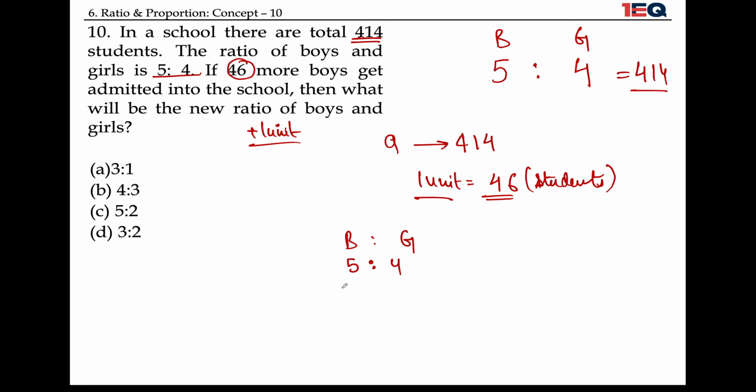This is a very sharp point which I'm telling you. If I have B is to G is 5 is to 4 and 1 unit gets added in the boys, this means plus 1. The ratio comes out to be 6 is to 4, which in turn comes out to be 3 is to 2.